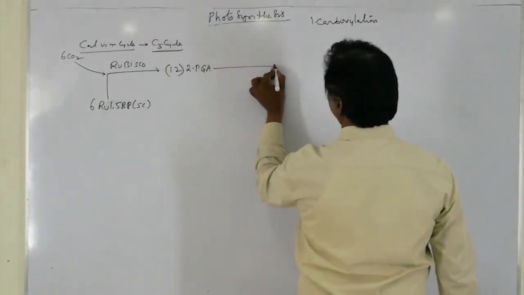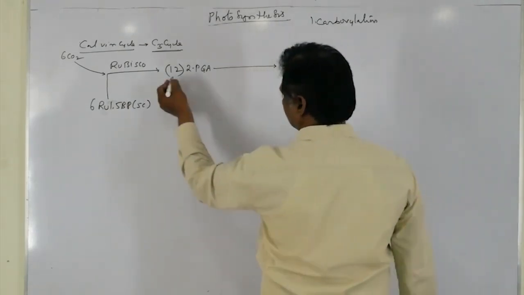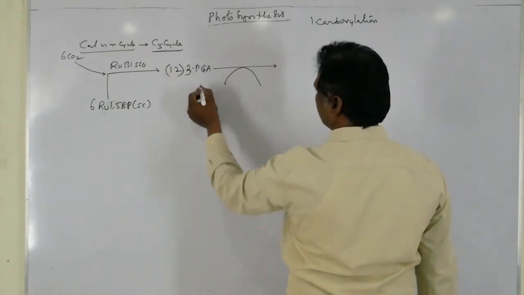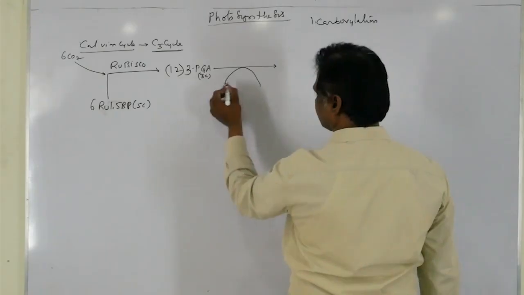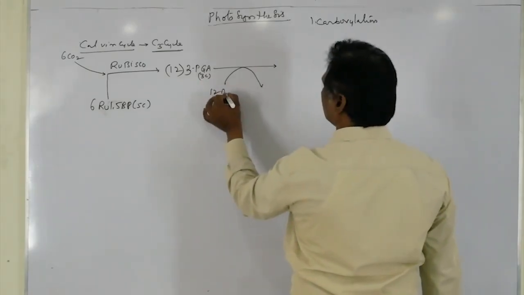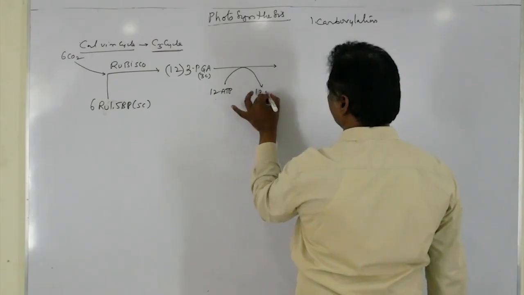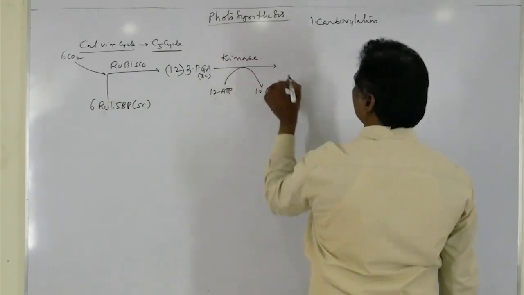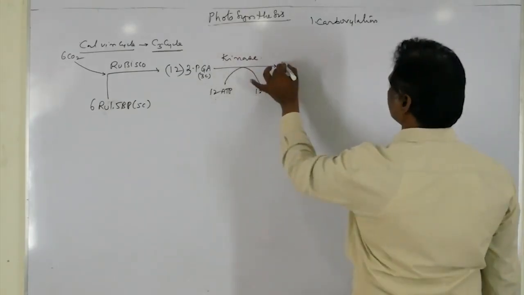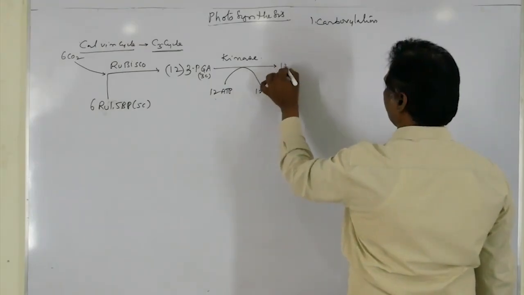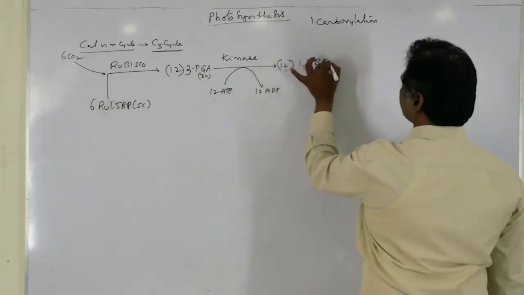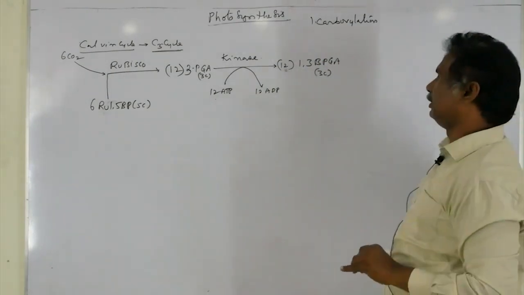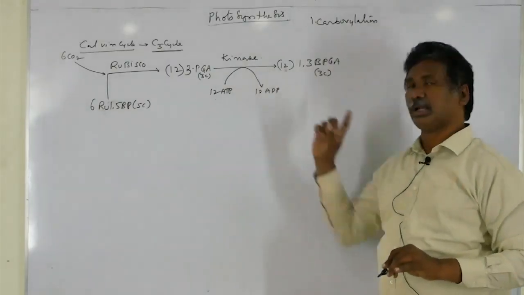In the next step, the 12 molecules of 3-phosphoglyceric acid utilize 12 molecules of ATP, which are converted into 12 ADP. In the presence of the enzyme kinase, this produces 12 molecules of 1,3-bisphosphoglyceric acid. There is no change in the carbon number. Whenever ATP is involved, the enzyme is called kinase.